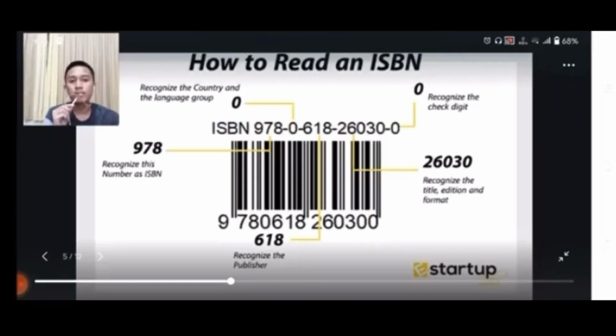Just like, for example, the first section, we recognize this number as an ISBN. The second one recognizes the country and the language group. The third one recognizes the publisher. The fourth section recognizes the title, edition, and format. And lastly, this number 0, the last digit, recognizes the check digit.